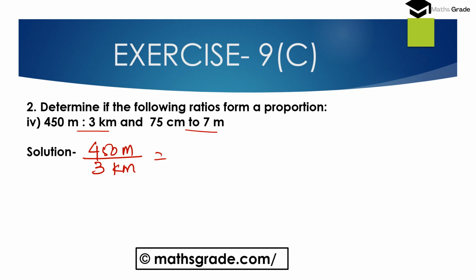So first we have to convert the antecedent and the consequent to the equal unit, that is, we have to convert this kilometer into meter, so that the antecedent and the consequent will be of the equal unit. We know 1 kilometer is 1000 meter, so 3 kilometer will be 3000 meter. Now between 450 and 3000, 0 cancel. Now 45 and 300, and between 45 and 300, 15 is the common ratio.